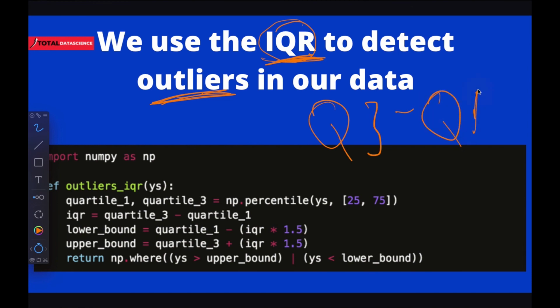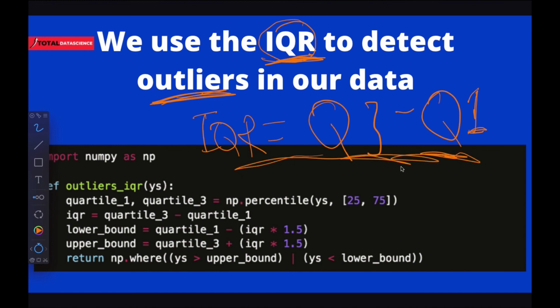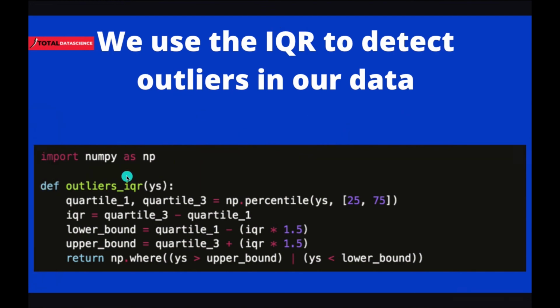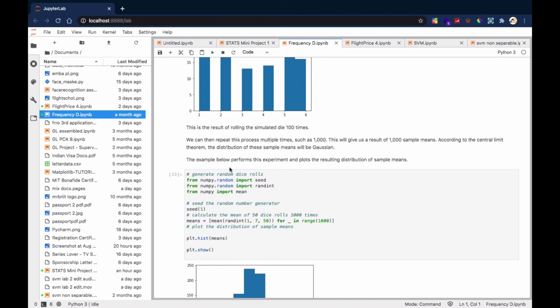Okay, the Q3 minus the Q1. That's the interquartile range. We're going to see how to do this when we get to the lab session. Over here, this is just a code snippet. Let me show you in the Jupyter notebook so that you understand well.